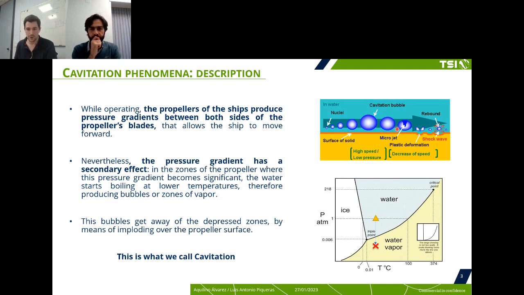Here in the upper image, we can see the mechanism that cavitation follows to erode the surface of the blades in a propeller. And in the lower one, we can see a pressure-temperature diagram corresponding to water. The yellow triangle shows the normal sea condition, more or less 1 atmosphere and 20 degrees Celsius. When the thruster is in operation, the pressure drops, following the blue line, entering the vapor zone and causing the vapor bubbles to appear.